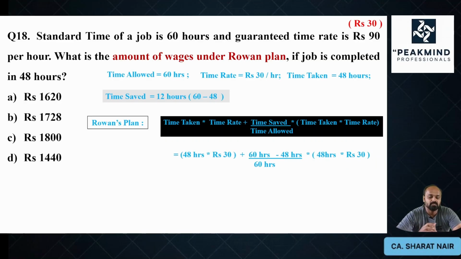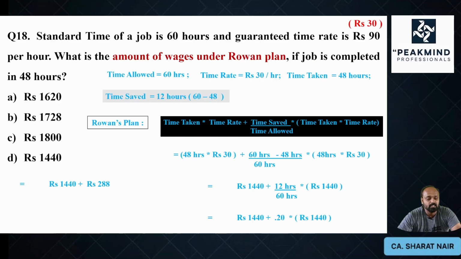Substituting the data which are available, 48 hours into rupees 30 plus 60 hours time allowed minus 48 hours time taken, divided by standard hours 60 hours, into time taken 48 hours, into time rate 30 rupees. Further simplifying it, I get 1440 plus 0.2 into rupees 1440. Further simplifying it, I will get the answer as 1728, which is your option number B. I hope this is clear.